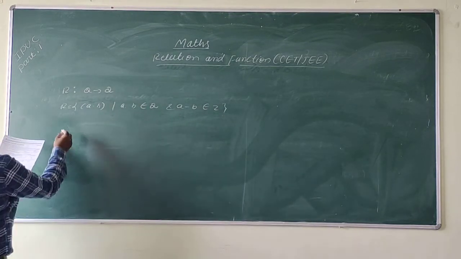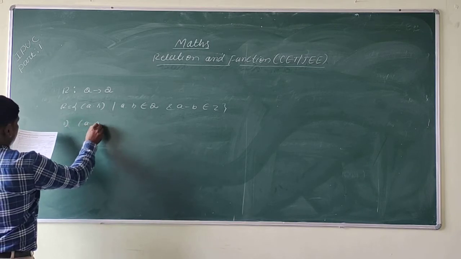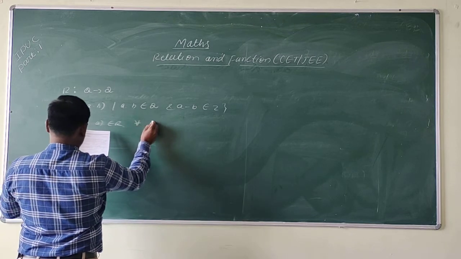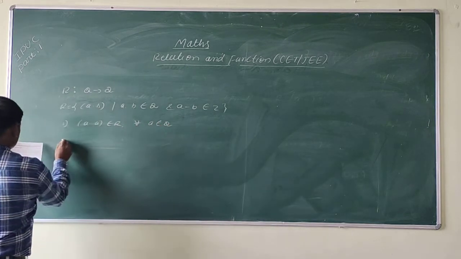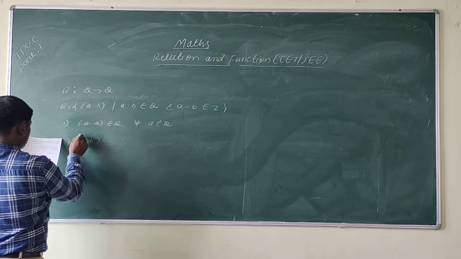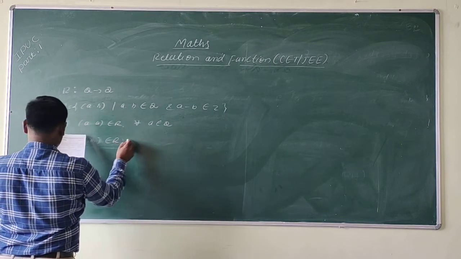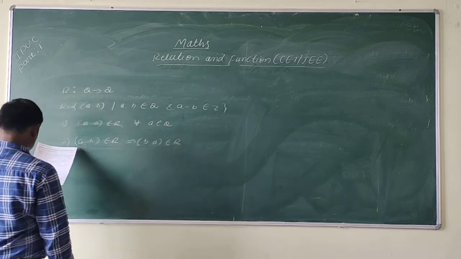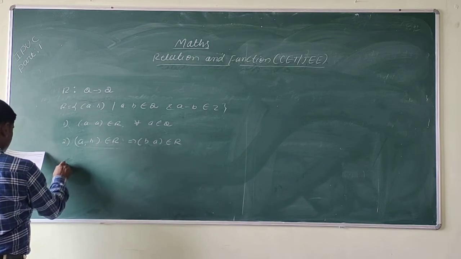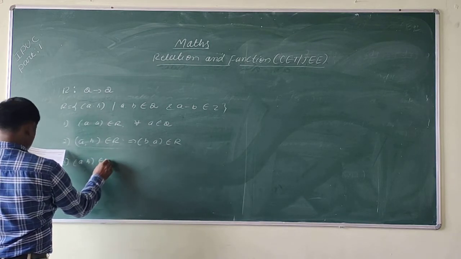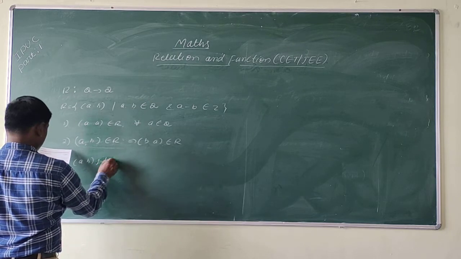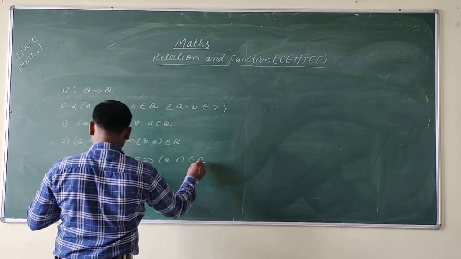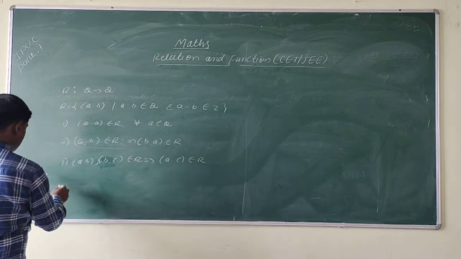The first one is (a, a) belongs to R for all a belonging to Q. The second one is (a, b) belongs to R implies (b, a) belongs to R. The third option is (a, b) belongs to R and (b, c) belongs to R implies (a, c) belongs to R. Okay, so the options are given like this.